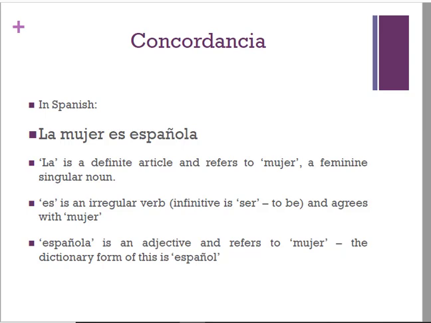So all nouns in Spanish have gender, either masculine or feminine. We do not have a neutral. When you find any new noun, we advise you to learn its gender or to find a way to annotate gender so that you remember them, okay?